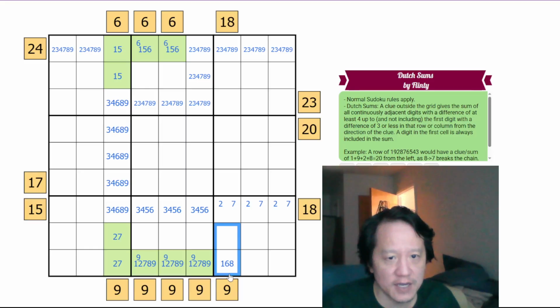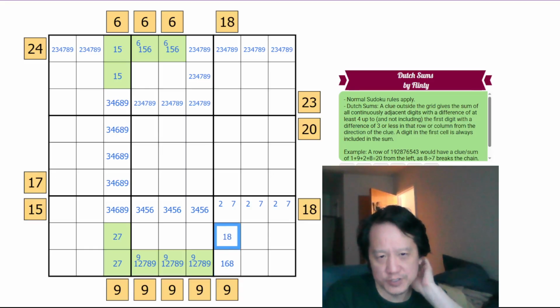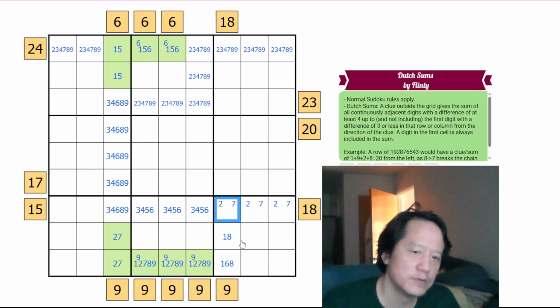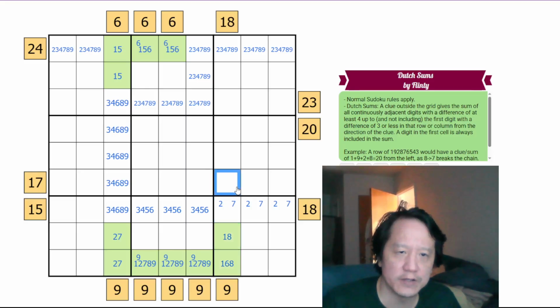So this has to have a 1 here. And it's either 1, 8 or it's 1, 6, and 2. So we could have 1, 8 here, or this is 6, 1 here. And then this would be 2. That is possible. So both of these are valid for the Dutch sum. So are these. To add up to 24, we have to have a valid sum.